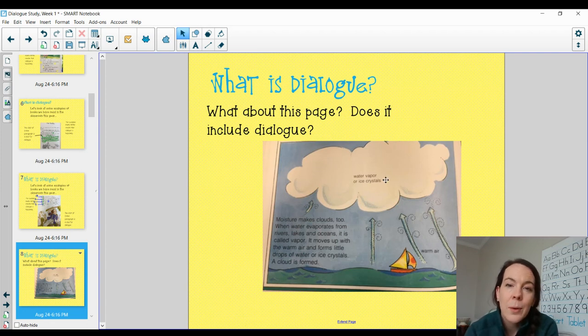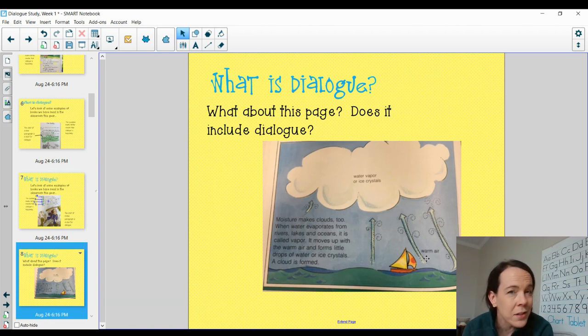So right here it says water vapors or ice crystals. And then down here it says moisture makes clouds too. When water evaporates from rivers, lakes, and oceans, it is called vapor. It moves up with the warm air and it forms little drops of water or ice crystals. A cloud is formed. And then we have this label over here that says warm air.